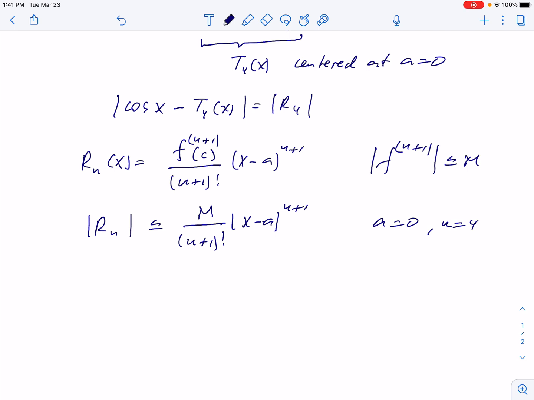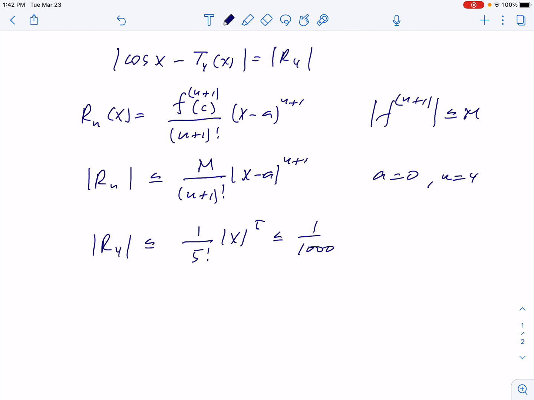The fifth derivative of the cosine is sine. It's less or equal to 1, so M here can be taken as 1. So the remainder will be less or equal 1 over 5 factorial times x to the fifth power. So this is the estimate of the value of the difference, and we want this to be less or equal to 1 over 1000. And we just have to solve this for x.